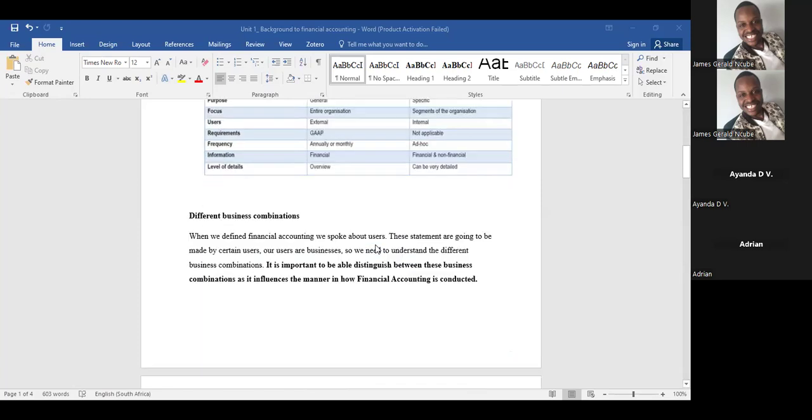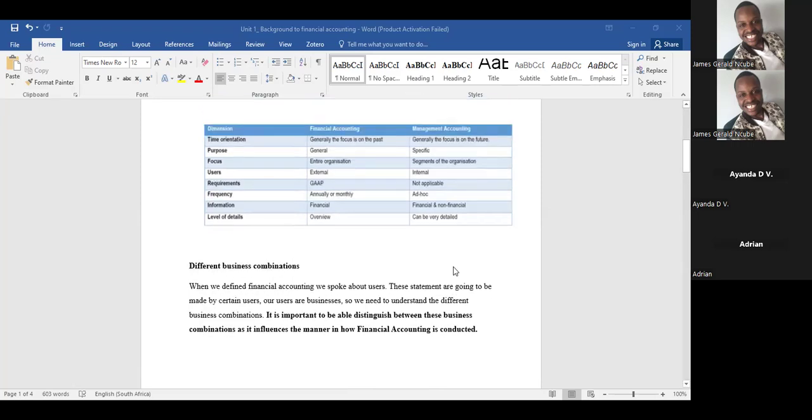Before you go further there, I just want to put a question across to the students, before you talk about the different business combinations that exist. I just want to know from their perspective, who are the different people or groups of people in an organization who make use of financial statements? It's an open question. Anyone can answer. You can unmute yourself.